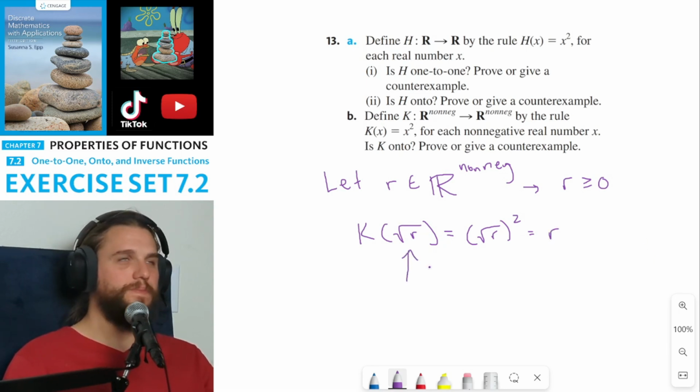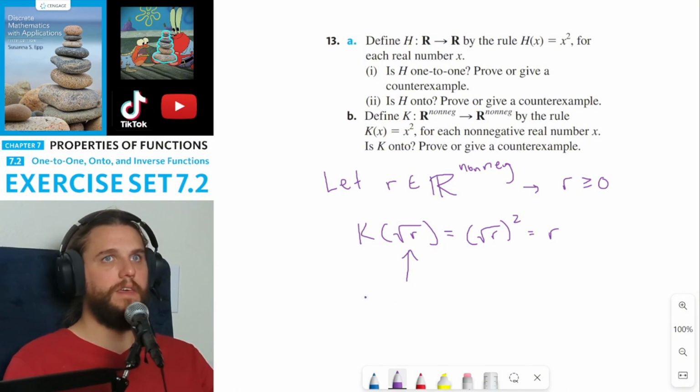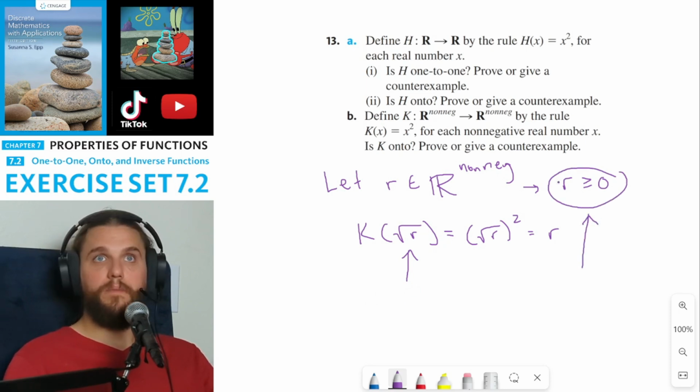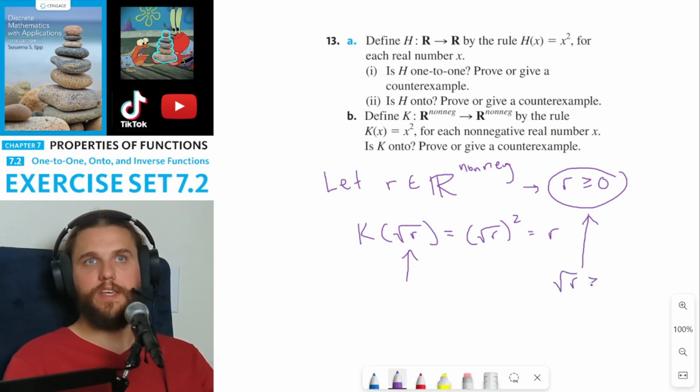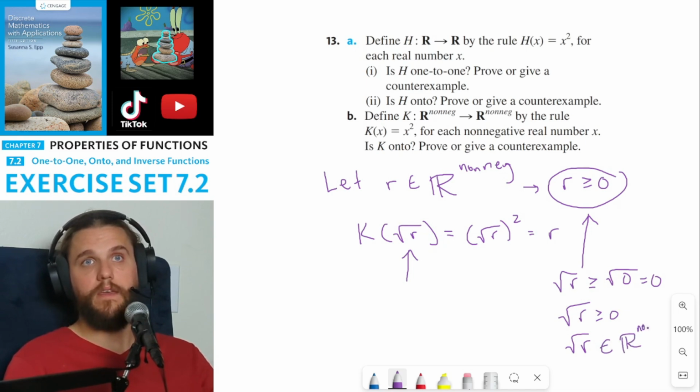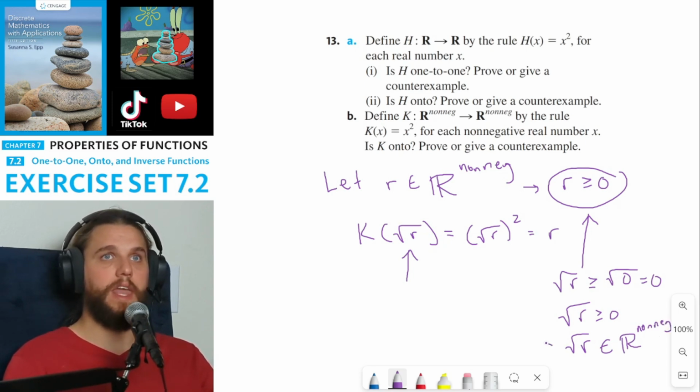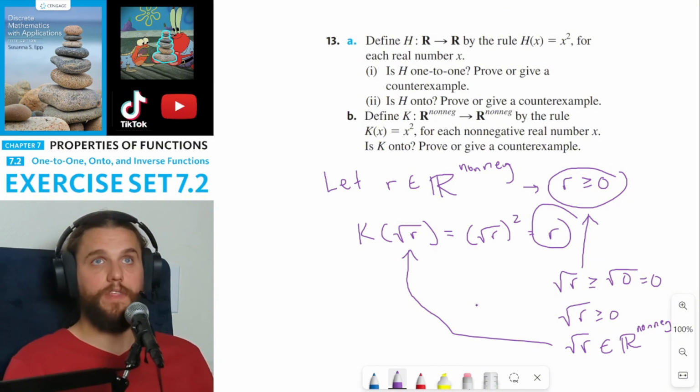The question is, is the square root of r in the domain? Well, r is a non-negative number, meaning r is greater than or equal to 0. But since neither side here is negative, then we can actually take the square root of both sides to get the square root of r is greater than or equal to the square root of 0, which is equal to 0. So that means that the square root of r is also greater than or equal to 0, which means that the square root of r is an element of the domain. And that's super important, because if the square root of r is an element of the domain, then that means we can plug it into the function and we end up getting the exact output that we need to show that this function is onto.